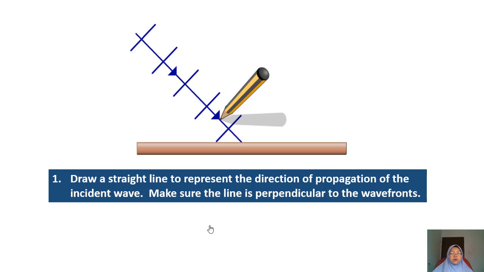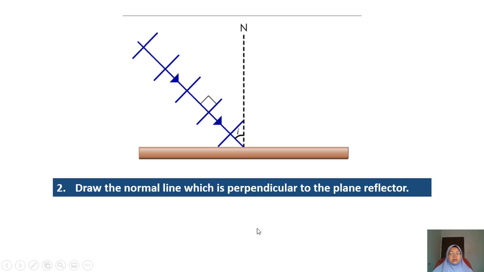Now we have to draw the diagram of the reflected wave. This is the step by step of how to draw it. First, draw a straight line to represent the direction of propagation of the incident wave. This is the direction of the incident wave, and this is the plane wave. Remember the wavefront and the direction are always perpendicular. Then draw a normal line, which is perpendicular to the plane reflector.